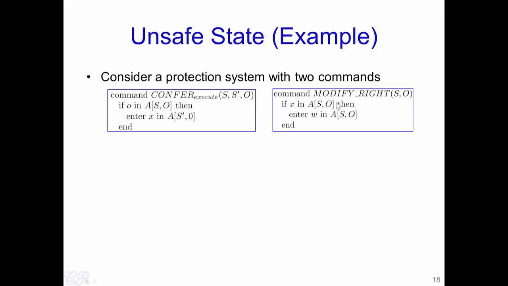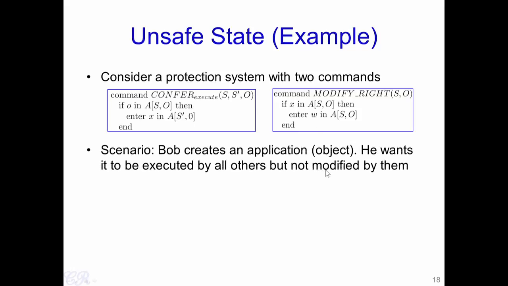Now, let us say our system also has this command called modify rights, which states as follows. If a particular subject has an execute right with respect to an object, then it can also enter a right in that object. In other words, what modify rights allows us to do is that if a particular subject can execute an object, then it can modify its rights in order to change the object as well. Essentially, it can write into that object.